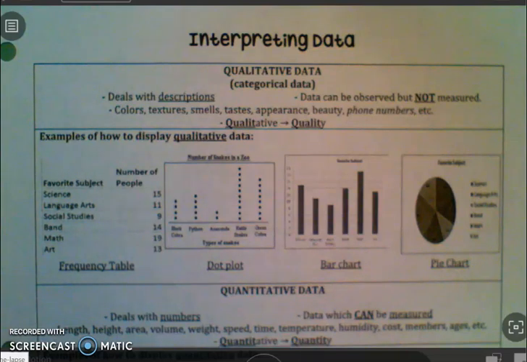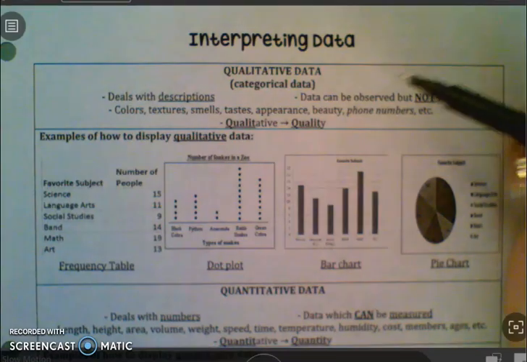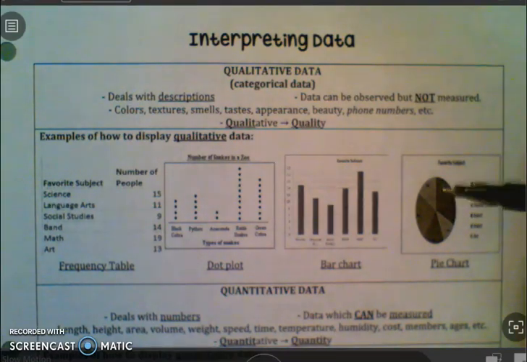So this video is about interpreting data. So the first thing is qualitative data, which is kind of like categories. So it deals with descriptions, data that can be observed but not measured. Some examples are colors, textures, tastes, smells, appearance, beauty, phone numbers, etc.